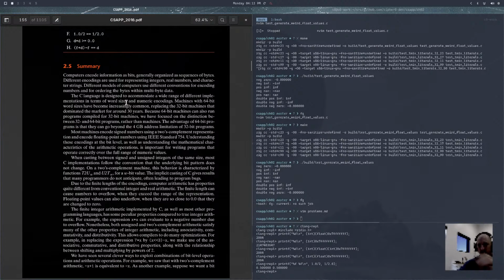All right, let's read the summary and then we'll be done with this chapter. It's a milestone for me, getting done with this stuff.